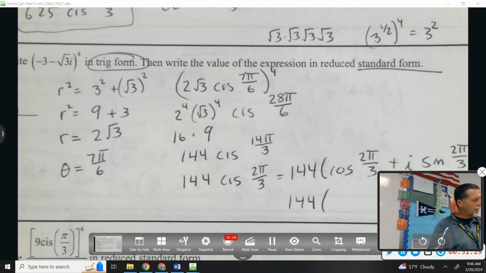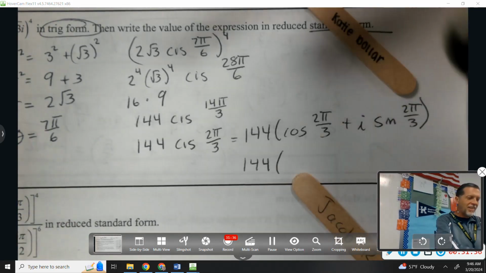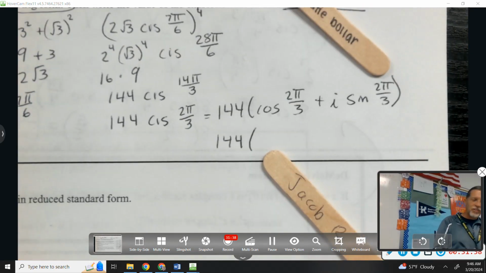You know what? Let's give Jacob a chance at redemption. How about that? Yeah, that's how kind I am to you, Jacob. I didn't want to let you leave on a sour note, a bad note.